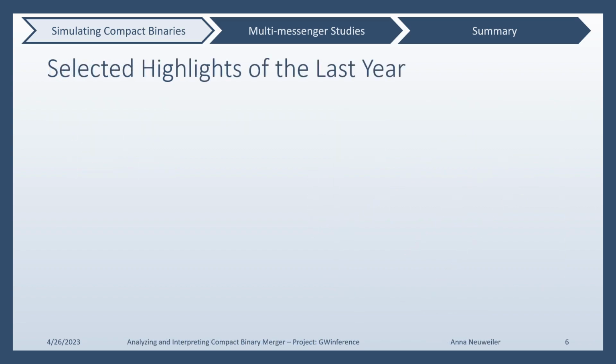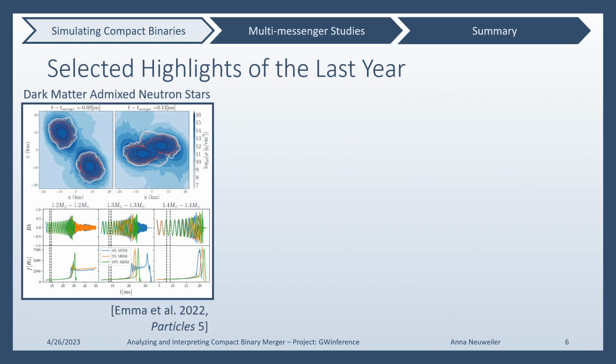To show some results, I selected some highlights of our studies of the last year. So for example, we implemented the possibility to evolve dark matter inside the neutron stars. So here we included different percentages inside the core of the neutron star and analyzed how the gravitational wave signal is influenced. And what we observed was that the merger times actually shifted to later times for higher percentages of dark matter inside the core, and also the remnant lifetime, so the collapse into the black hole, is influenced by the different percentages of dark matter inside the neutron star.